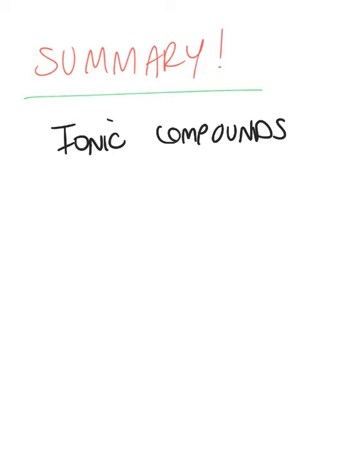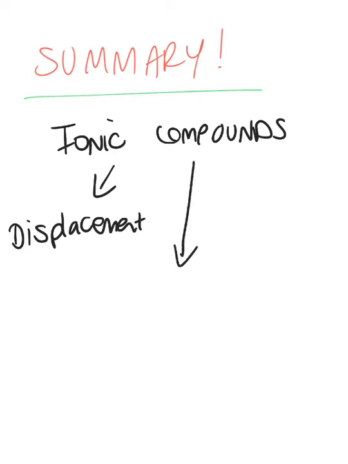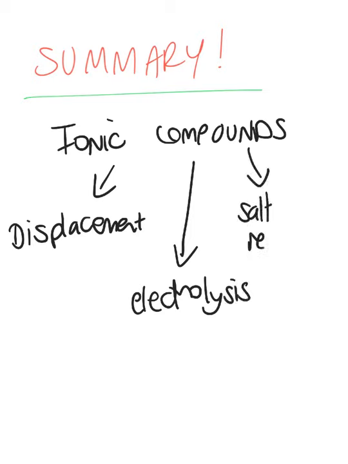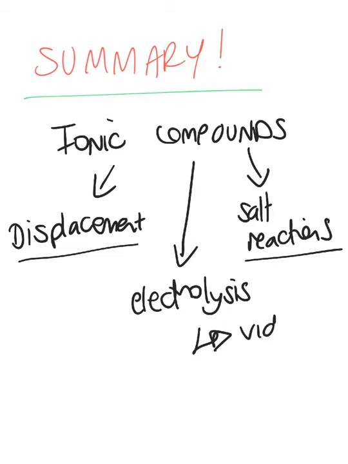So to summarise everything we've just said on the previous slides, you are looking at ionic compounds here. They are the compounds that undergo many different reactions. In particular, for half equations, we look at displacement, we look at electrolysis, and we look at salt reactions. Now in this video we just looked at salt reactions and displacement. Electrolysis is on another video.